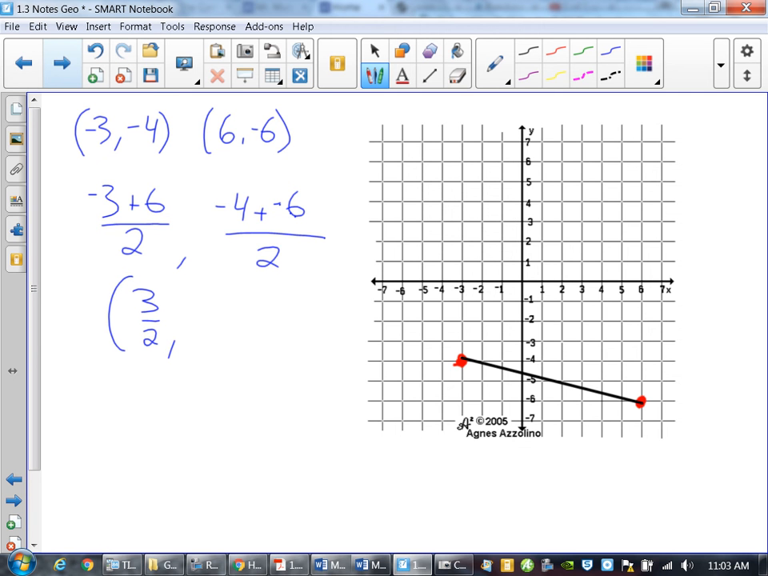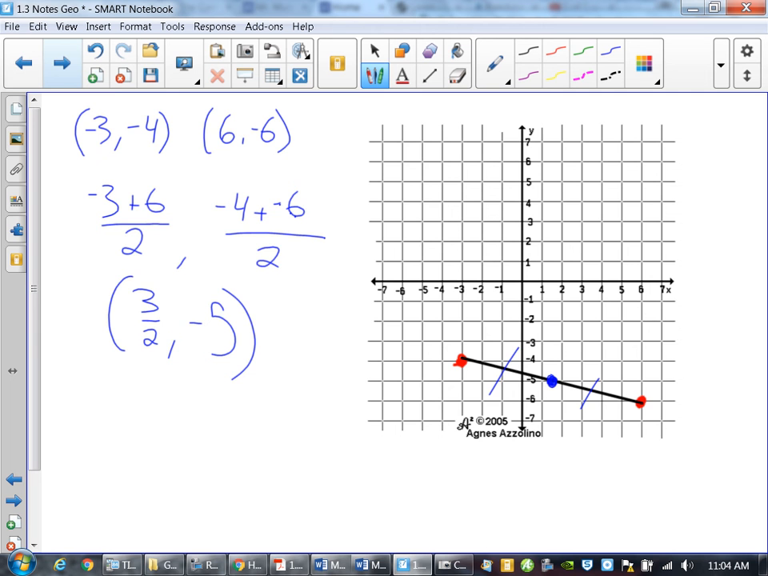-4 and -6 is how much? Negative 10, and half of negative 10 is negative 5. If you're taking the average, how many things are you adding together? So you divide by how many? So what happens if you look at this graphically? 3 halves is 1.5. That means these two segments there would be the same. I didn't have a calculator, so I did negative 4 plus negative 6 equals negative 10. Half of negative 10 is?